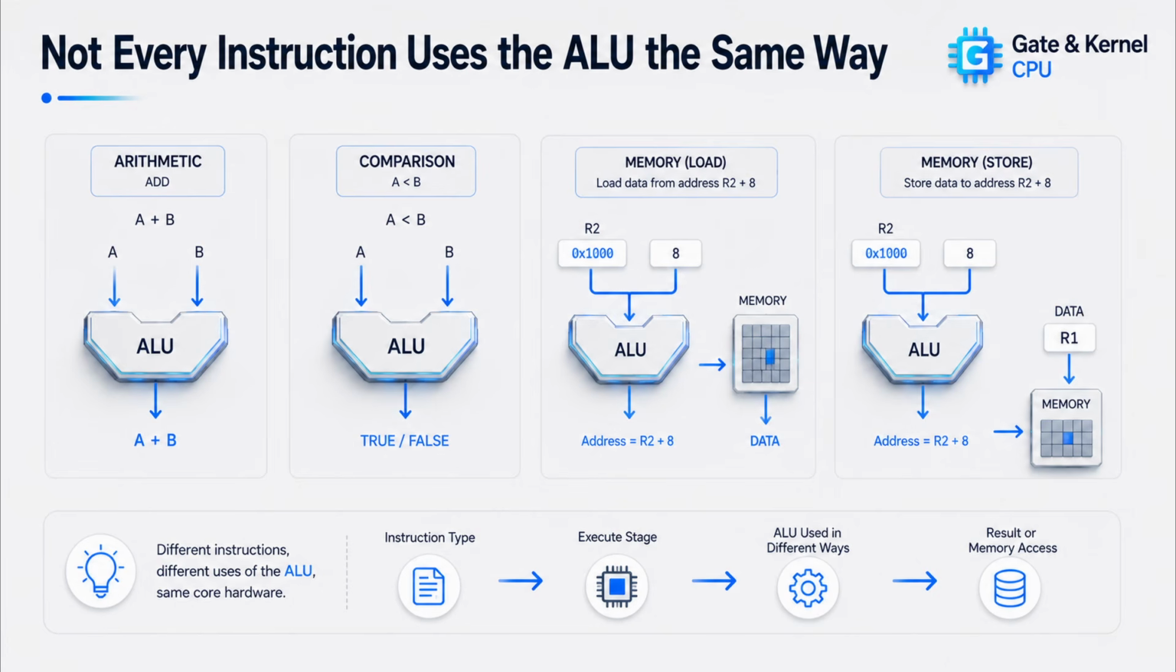A memory instruction may use the ALU to calculate an address. For example, a load instruction might need data from the address R2 plus 8. The ALU calculates that address. Then the CPU uses the result to access memory. So even instructions that do not look like arithmetic may still depend on the ALU.